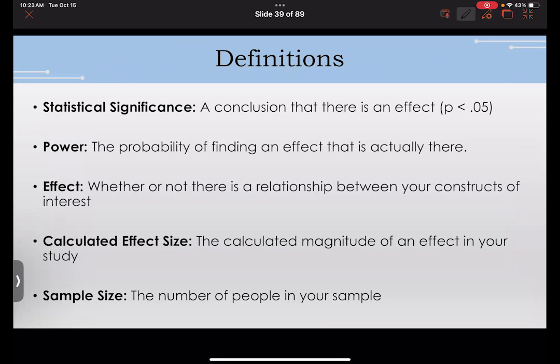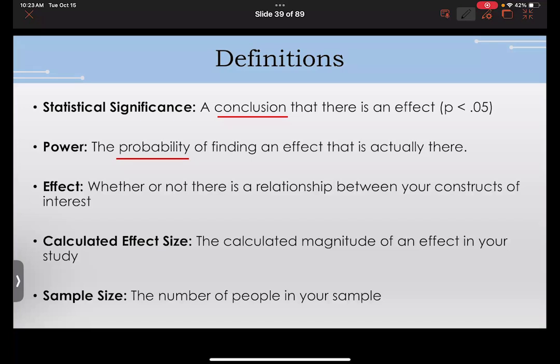You've seen this slide before, but it has an addition to clarify some misunderstandings that have come up. And there's an additional slide coming up that's new. So statistical significance is a conclusion that we make as researchers that there is an effect. Power is the probability of finding an effect that's actually there. Here's the new one. We're confusing this concept of effect and effect size, so I want to clarify. There's not really a term for it, so I'm sort of making it up.